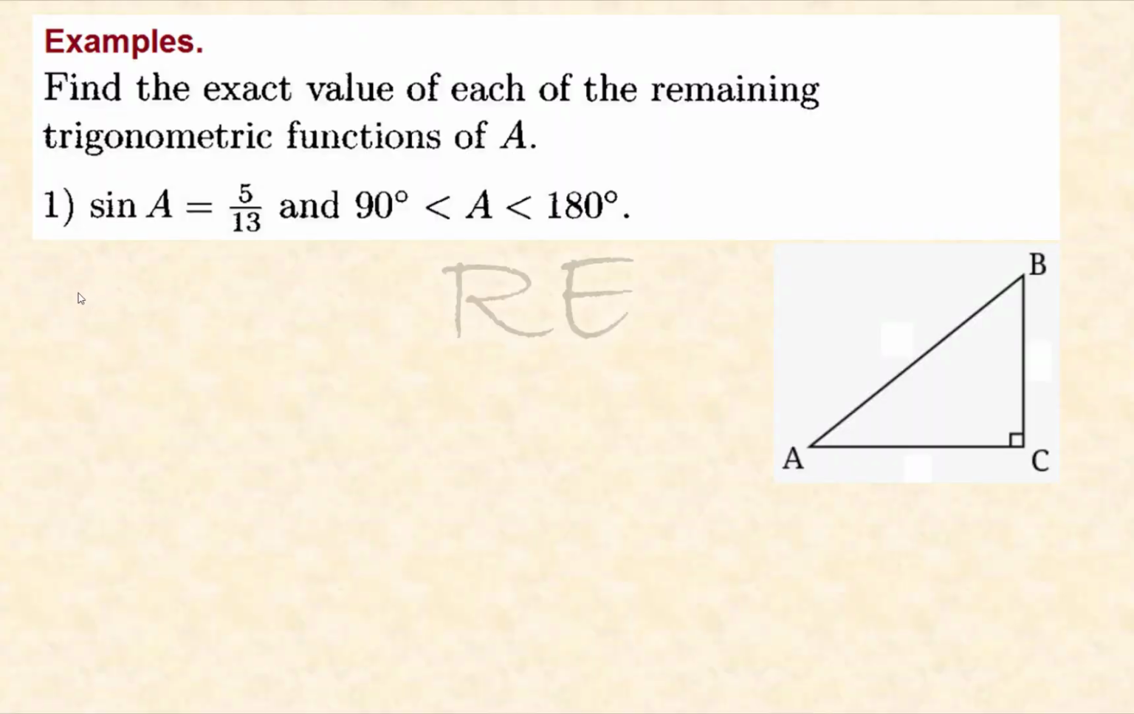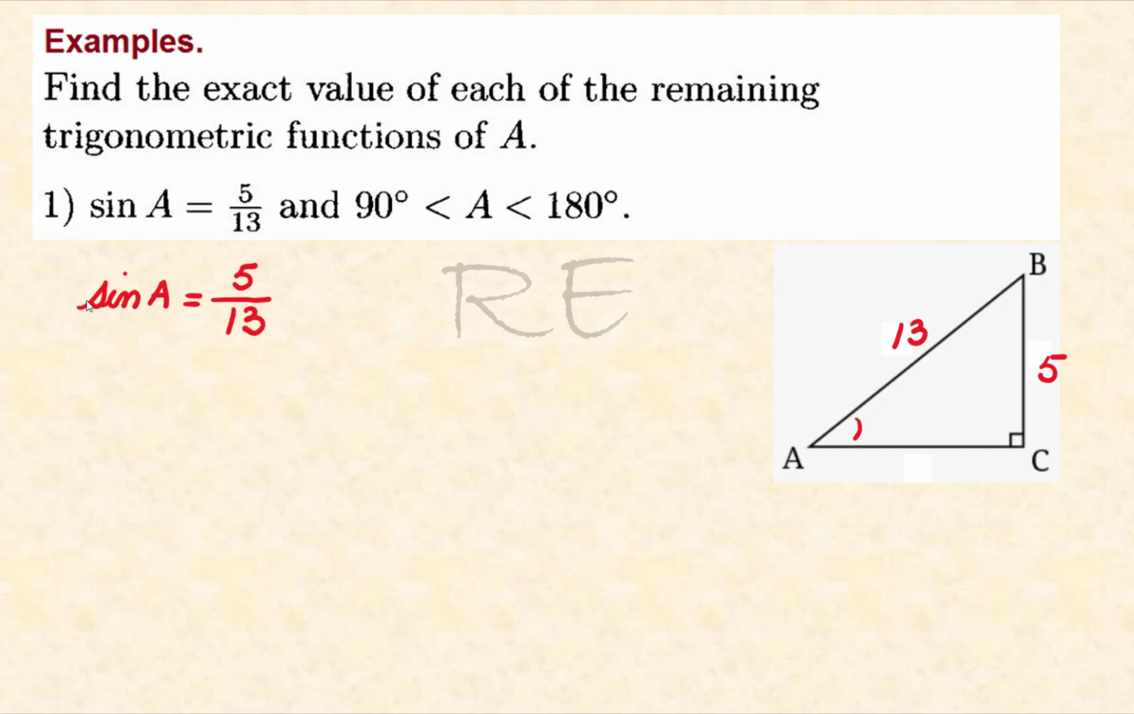Sine A is equal to 5 over 13. Sine A is the opposite over the hypotenuse. So it's 5 over 13.